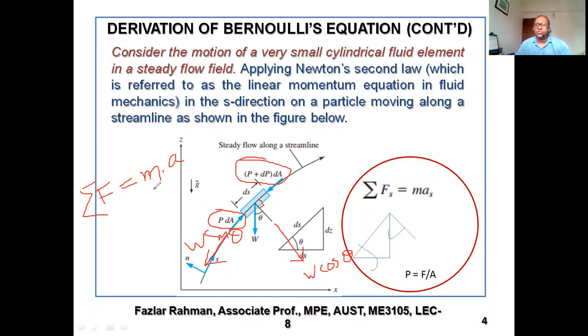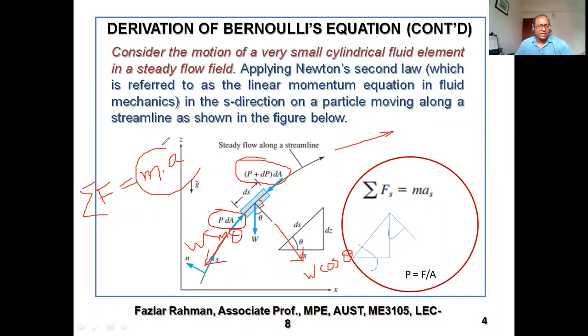Volume into rho. What is the volume? ds into dA. This is the volume into rho. They equal the mass. Summation of force, fluid moving along this direction. So you have to take summation of force along the direction of the motion. So P dA minus this term equal to this one, right?